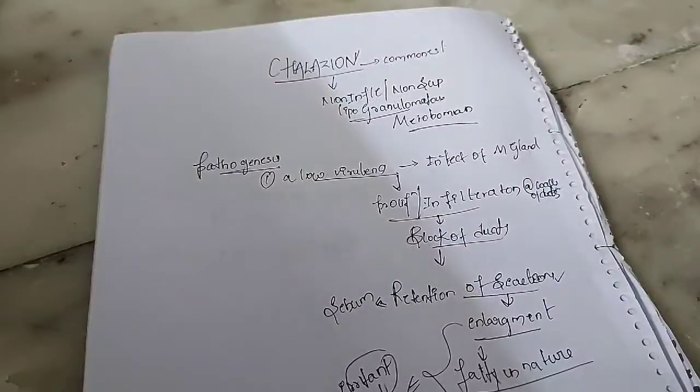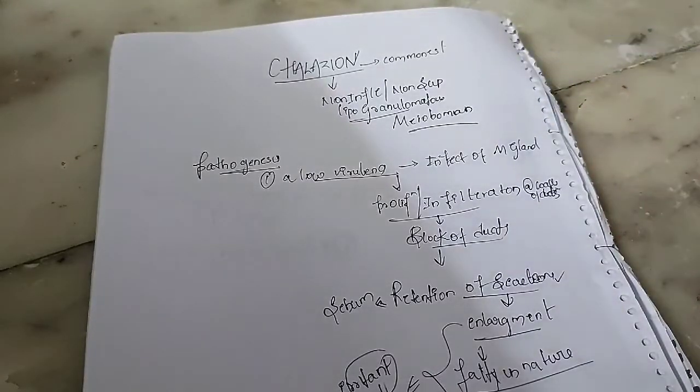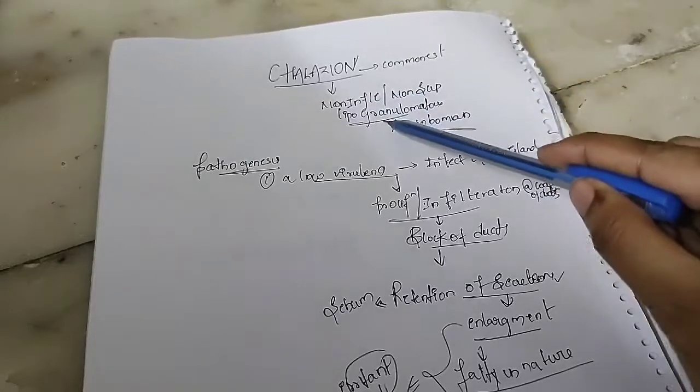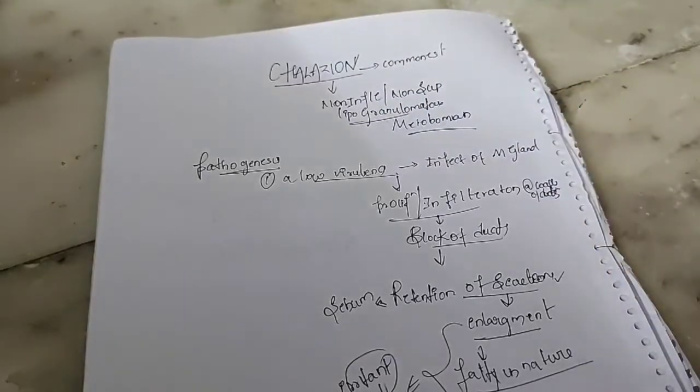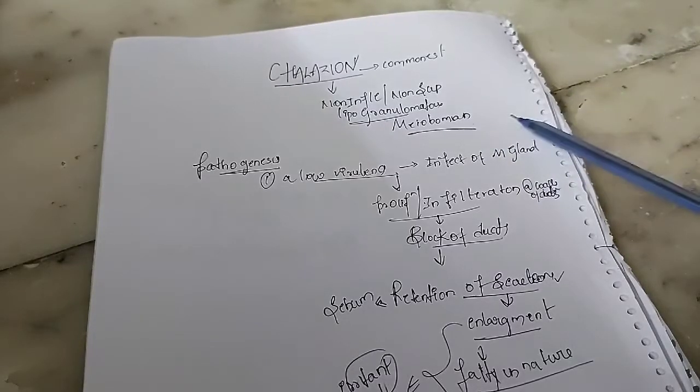Now about chalazion. Chalazion is the commonest of all lid lumps. It is a non-infective, non-suppurative inflammation. So if you remember, the external hordeolum and the internal hordeolum were infective. They were suppurative ones. This is non-suppurative. And the main thing which you have to remember is that it is a lipogranulomatous inflammation, and it involves the meibomian gland. The internal hordeolum also involves the meibomian gland, but that is a suppurative one. This is a non-suppurative one.